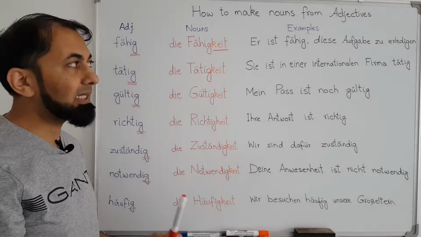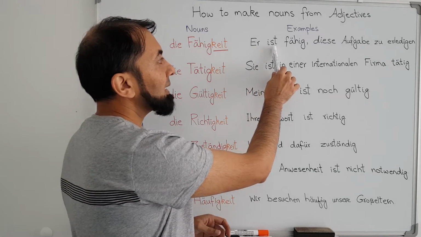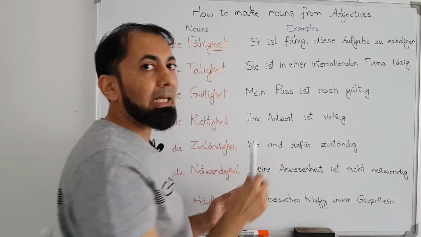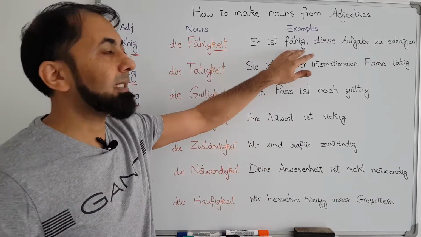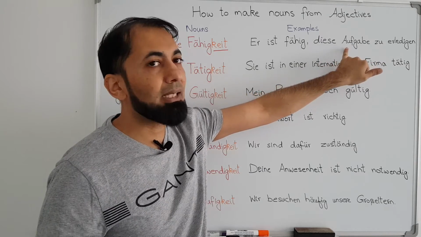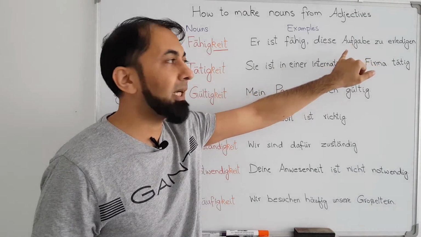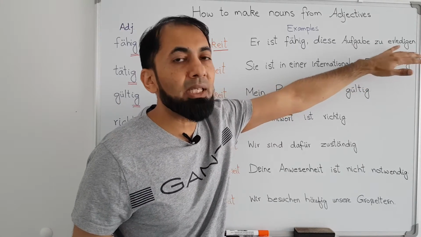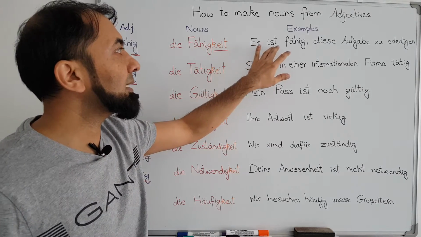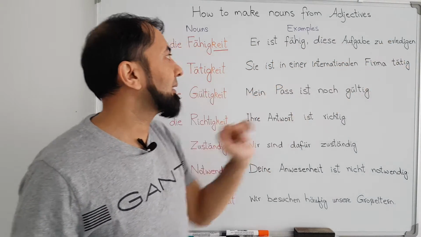Now we make one sentence with the adjective fähig. Er ist fähig, diese Aufgabe zu erledigen. He is capable of completing this task. Aufgabe means task or assignment, and erledigen means to do or to complete. So he is capable of completing this task.